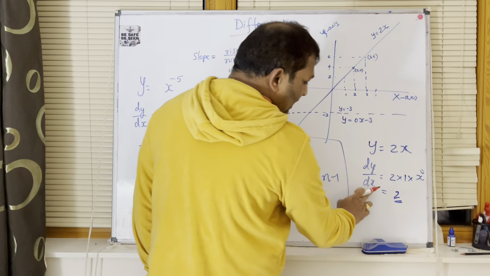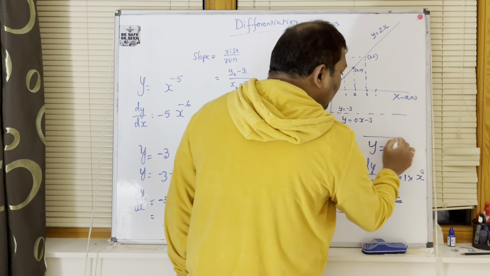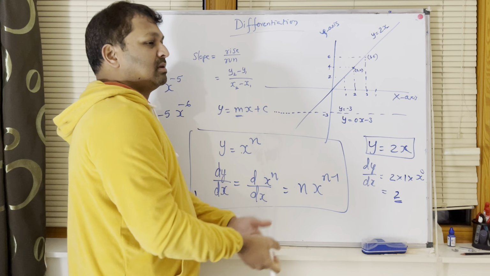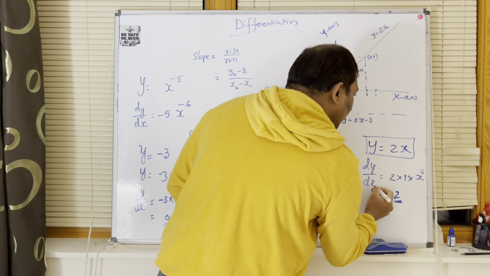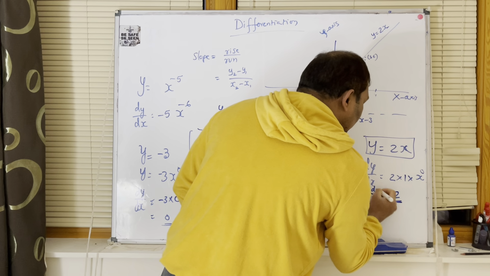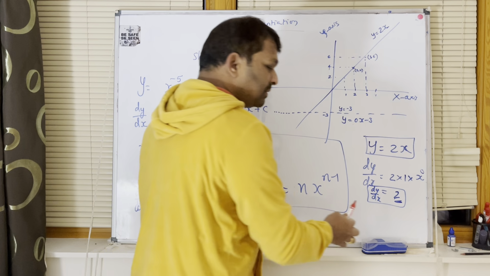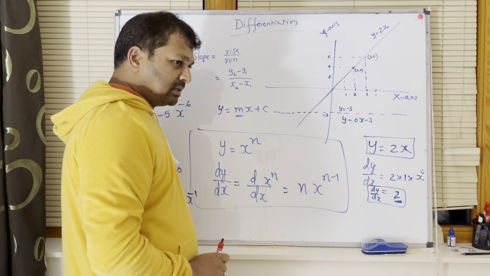What is the slope of this one? 2. dy by dx will give you the slope. Y represents the original equation, the original line equation, the given equation. When you differentiate it, this is not y, this is dy by dx. There is a difference. Y is equal to 2x, and dy by dx is 2.